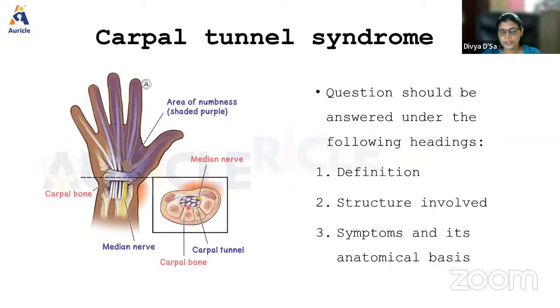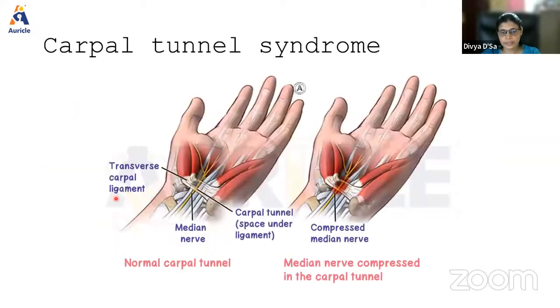Within the carpal tunnel pass all the long flexor tendons of the forearm to get inserted into the hand. Along with that will be the median nerve, passing beneath the retinaculum. Sometimes this nerve gets impinged or compressed in the carpal tunnel. So there is compression of the median nerve, and because of the compression there are sensory as well as motor symptoms along the nerve supply of the median nerve.